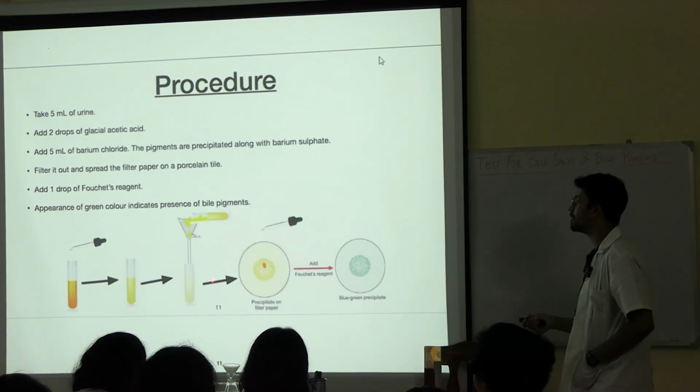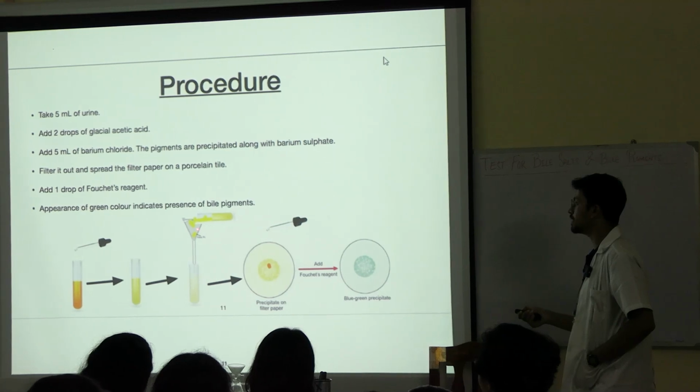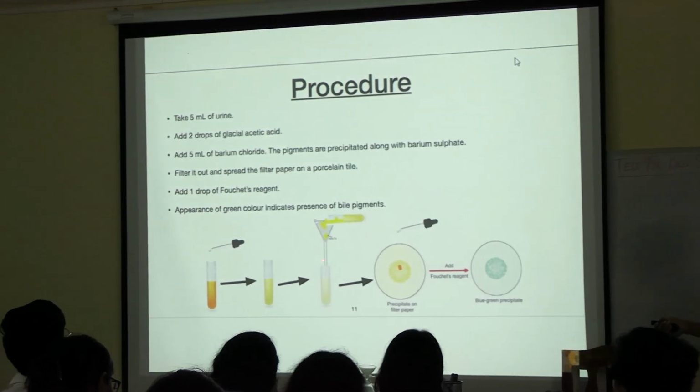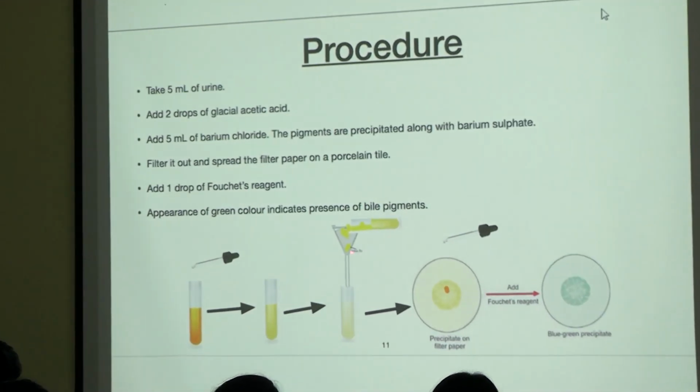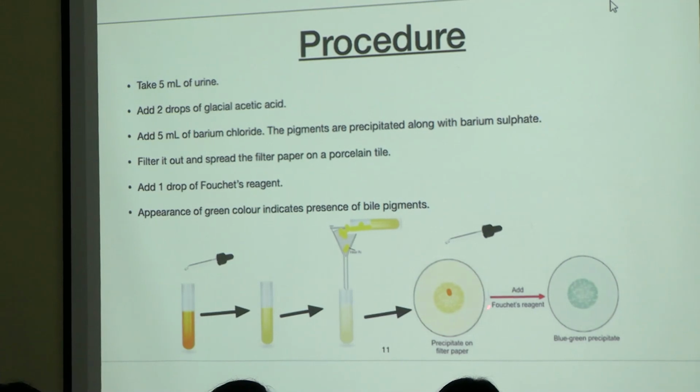You have filtered it out. The clean supernatant is there, and the soluble part is there. Then you take out the filter paper and spread it on a porcelain tile. This is how it will look, the yellow color. And once you add the Fouchet reagent to it, it will turn green.